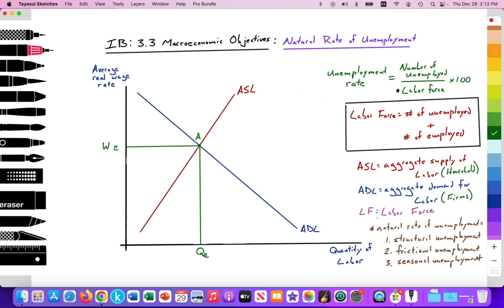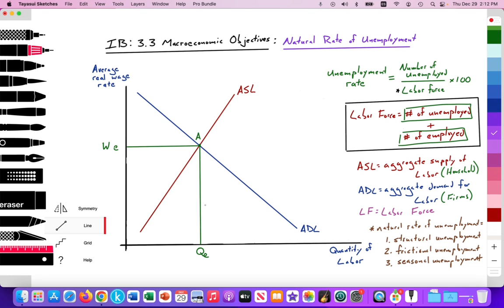Now, let's also illustrate the labor force. So the labor force is the sum of all of those that are employed. So the ASL is right here. ASL is the number of all of those that are employed, plus we're going to illustrate those who are unemployed but actively looking for a job. And that will be our labor force. So our labor force, I'll put right over here.